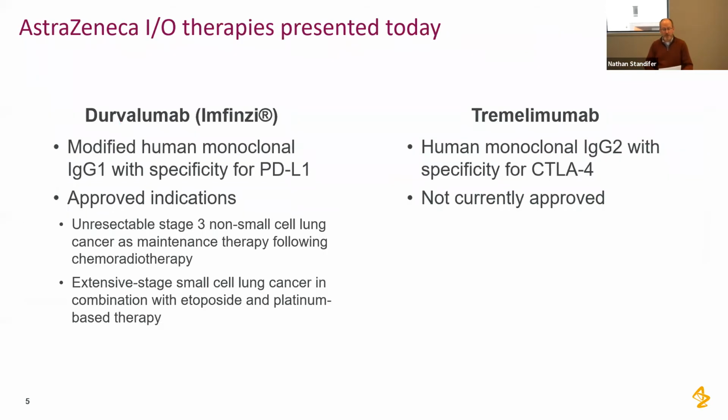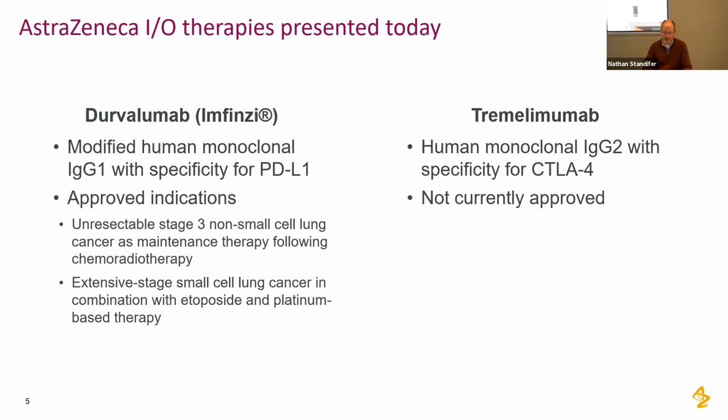So today I'm going to focus on two IO therapeutic molecules, both of which are under development at AstraZeneca. The first, shown on the left, is durvalumab, known by its brand name, Imfinzi. Now, durvalumab is a modified monoclonal immunoglobulin G1 molecule with specificity for the programmed death ligand 1 molecule, also known as PDL1. Durvalumab is currently approved in 2 indications in both the United States and the European Union: unresectable stage 3 non-small cell lung cancer as maintenance therapy following chemoradiotherapy, and also extensive stage small cell lung cancer in combination with etoposide and platinum-based therapy.